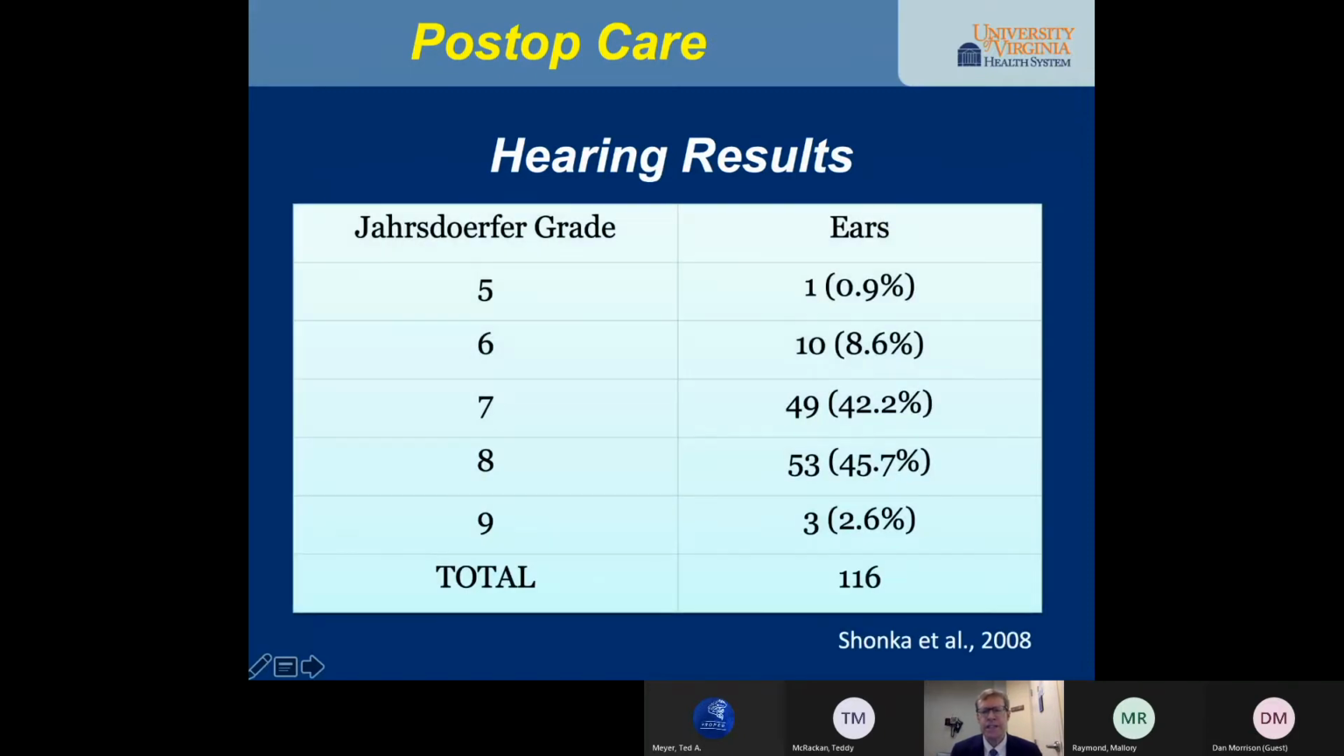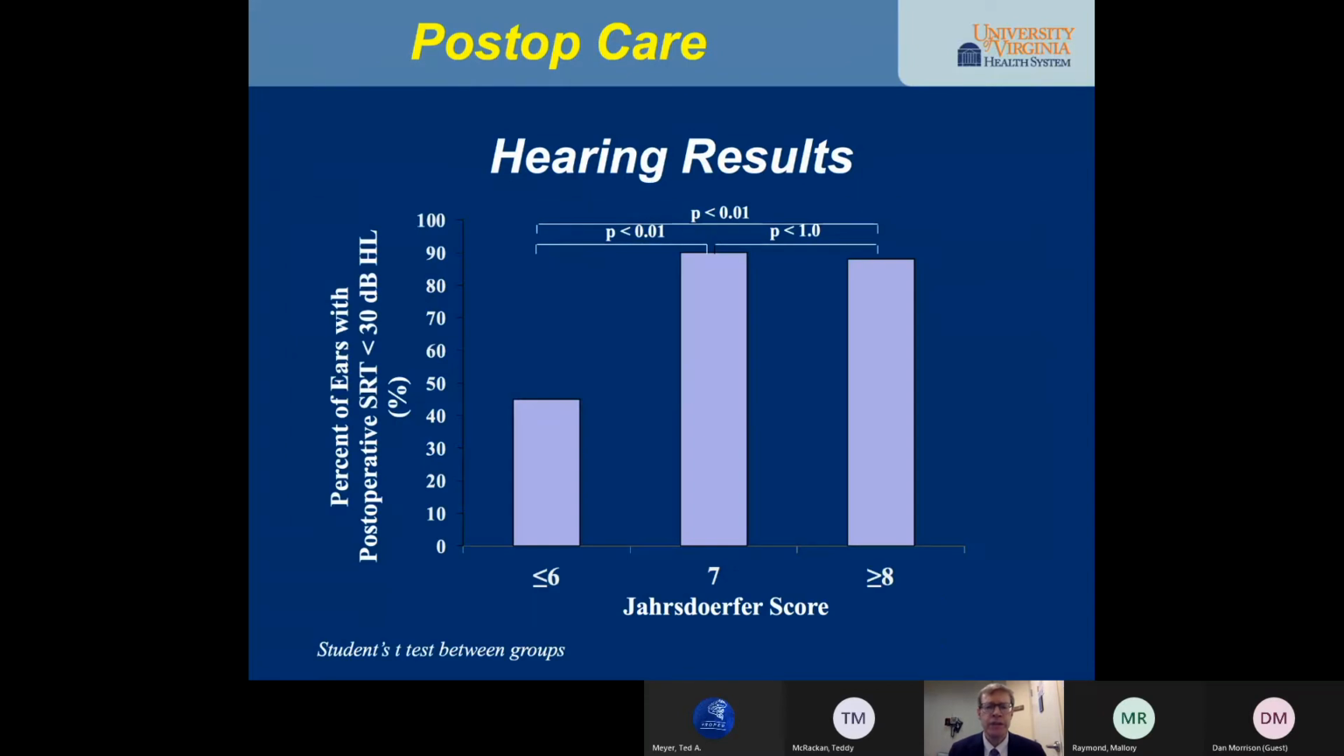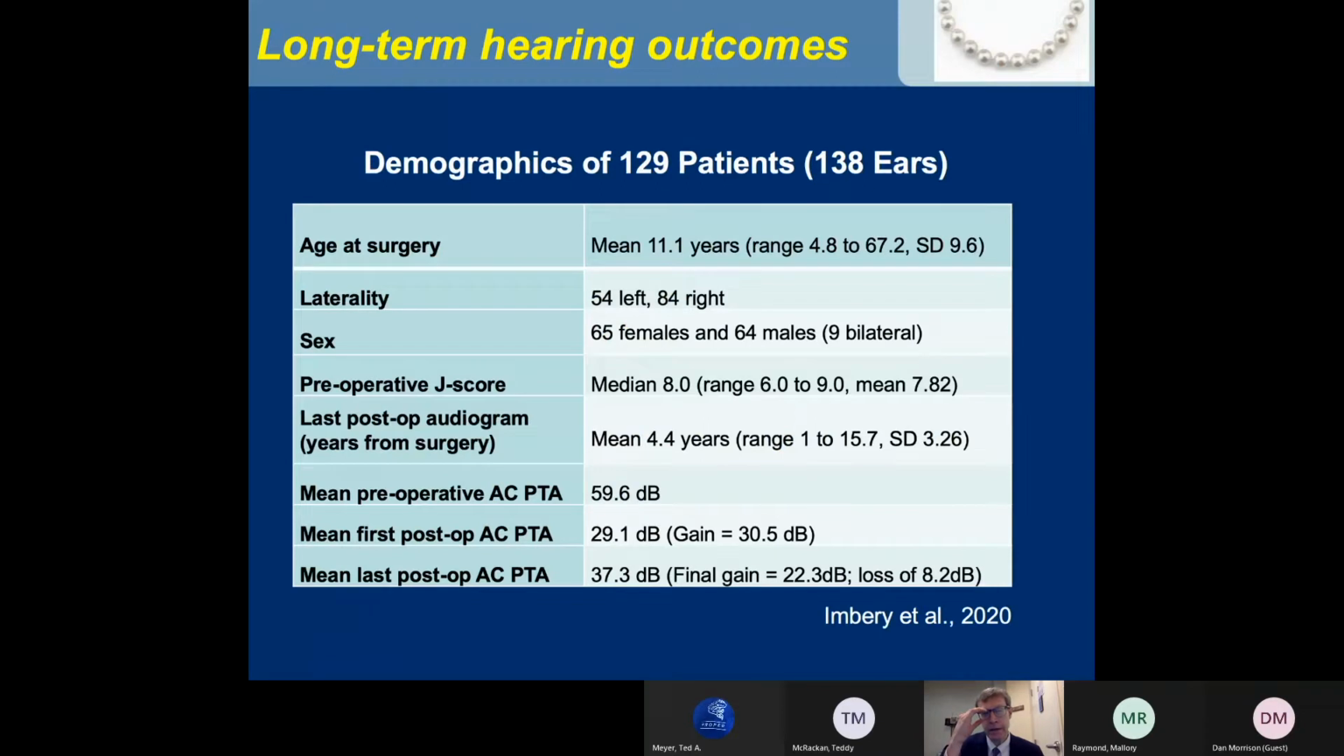So we looked at 116 ears a few years ago. Most of the ears were Jahrsdoerfer grade 7 and 8, asking the question, does the Jahrsdoerfer grade truly have any predictive ability in terms of their post-operative hearing outcomes? And sure enough, if the Jahrsdoerfer score were 6 or below, there was only about a 45% chance that they would get a normal hearing ear. But if the Jahrsdoerfer score were 7, 8, or 9, they had an 85 to 90% chance of getting normal or near normal hearing with atresia surgery. So the Jahrsdoerfer score really is helpful in its ability to predict postoperative hearing outcomes.